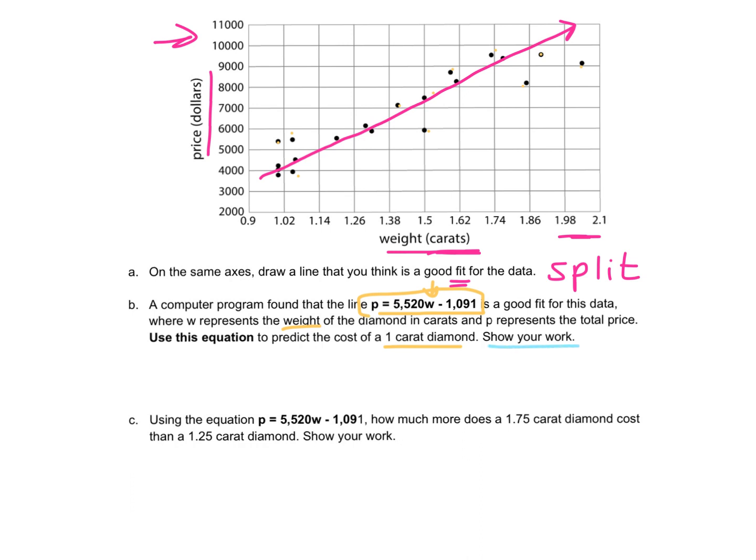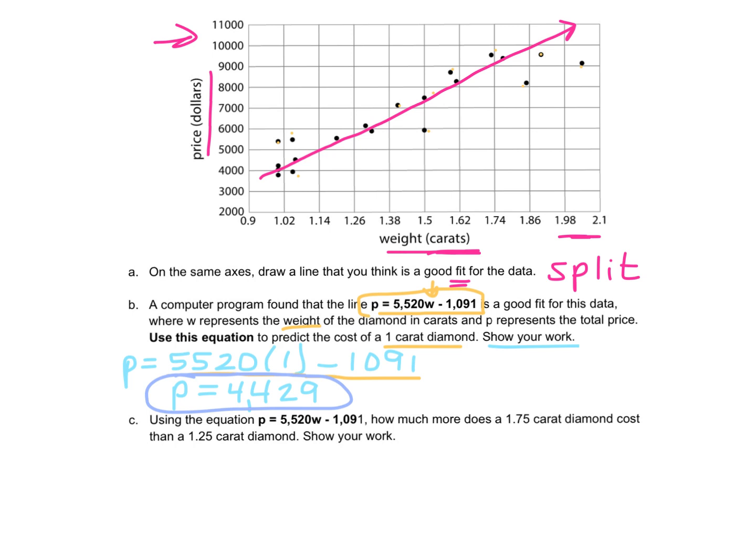It also says to show your work. So to do that, we're going to write down the equation. P equals 5,520, and then in place of the W, I'm going to substitute in the 1 carat because that's the weight. And then I'm going to subtract 1,091. So you would just show that. 5,520 times 1 remains 5,520. And then I subtract 1,091 from that. If I do that math, I'm going to get 4,429. So the predicted price of a 1 carat diamond is just over $4,000.